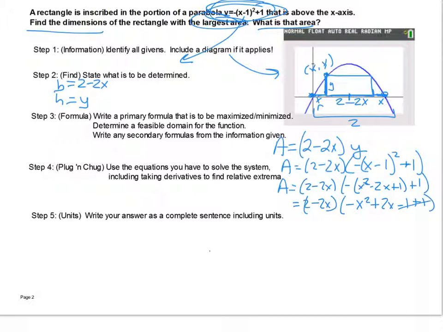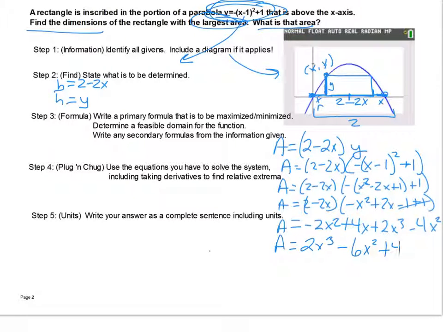I am going to distribute to make this even simpler for myself. So I'm going to get negative 2x squared plus 4x plus 2x cubed minus 4x squared. So we're going to combine like terms, and I think we're going to be set to take our derivative with a little more ease. I don't have to do all those crazy things. All right, so I'm going to take the derivative with respect to x, so dA/dx.